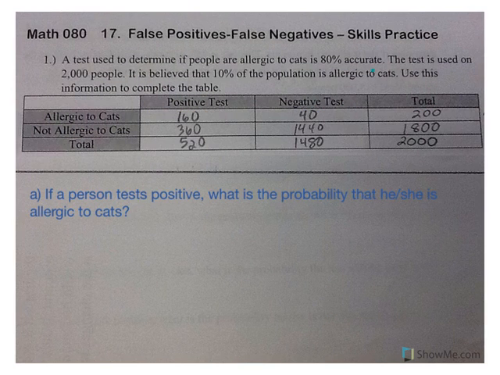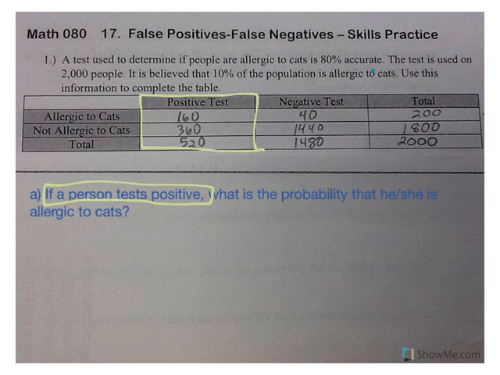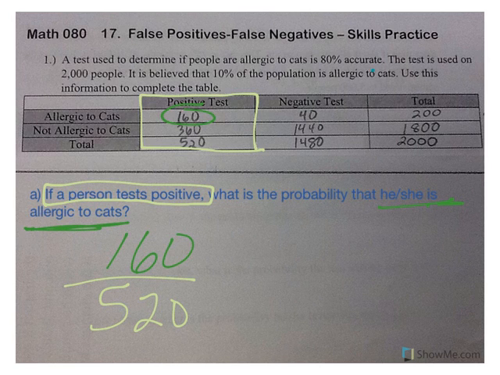All right, so we have our tables. Now we have probability tables. So when you're reading these, if a person tests positive, that tells you that you are focusing only on the positive box. So my denominator is going to be 520. What is the probability that he or she is allergic to cats? That's the top number. So I want 160 over 520, which gives me a 0.308 probability.